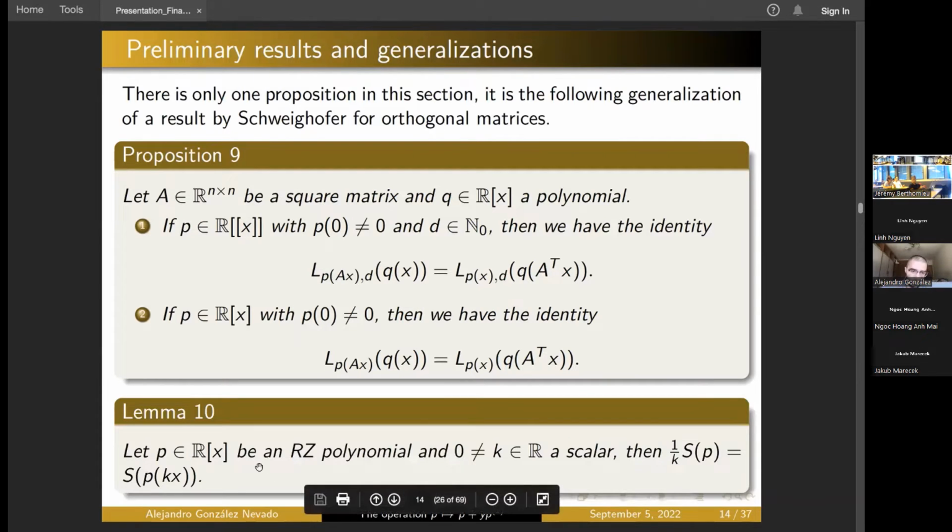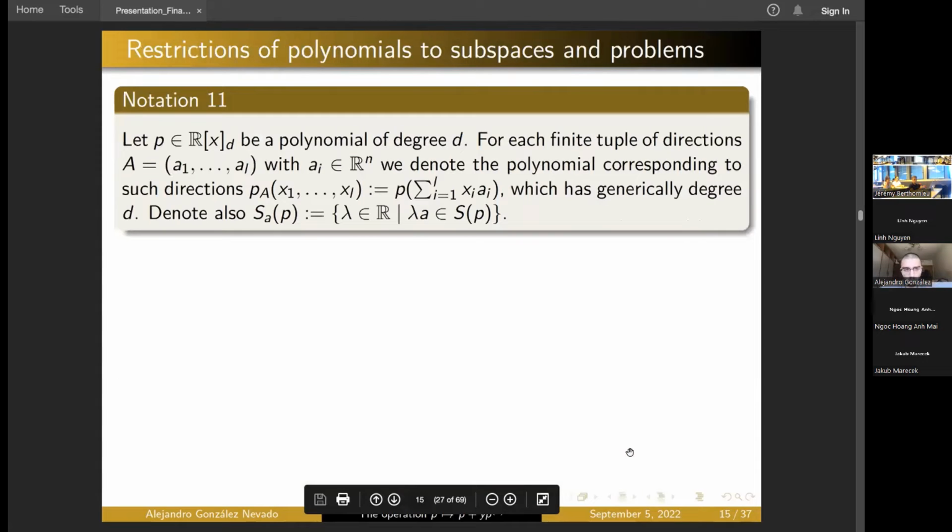And well, there are also some results that we will use. In this case, this is actually a special case. You could see it as a special case, that a transformation of the variables can be written in terms of a transformation of the set. So that means that if you have a scalar k multiplying the variable, you can put this scalar out as a fraction, and this works.